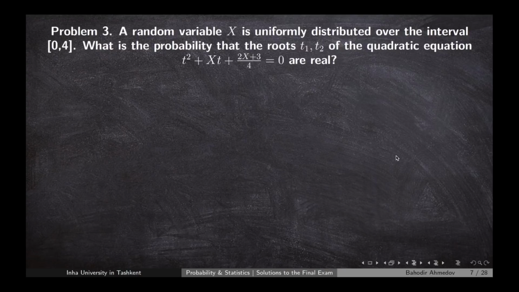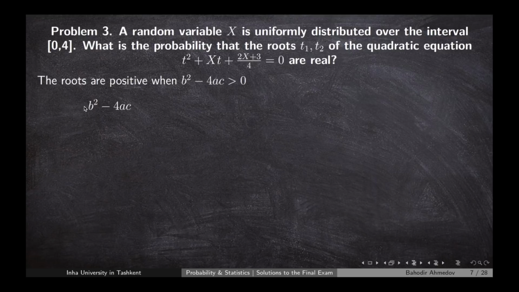Number 3: a random variable x has a uniform distribution in the interval between 0 and 4. Find the probability that the roots of this quadratic equation are real. So the roots of the quadratic equation are real if b squared minus 4ac is more than 0, where b, a, and c are the coefficients of the quadratic equation.